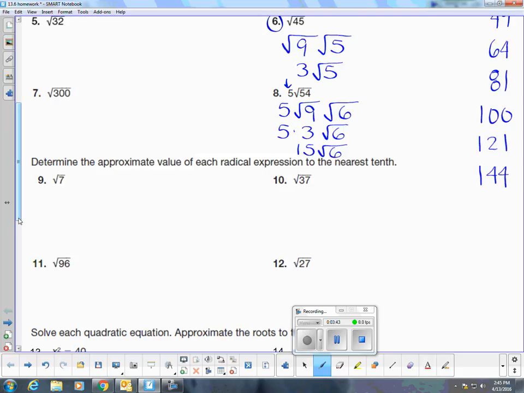Now in numbers 9 through 12, they want me to give an approximate value. And the best way to do this is to grab your calculator and to plug in the square roots of each of these numbers to get what the approximate value is to the nearest tenth.